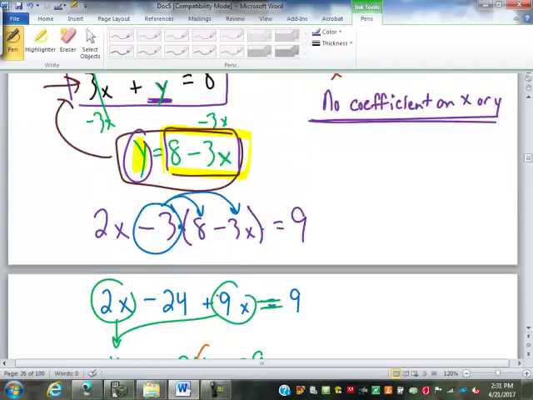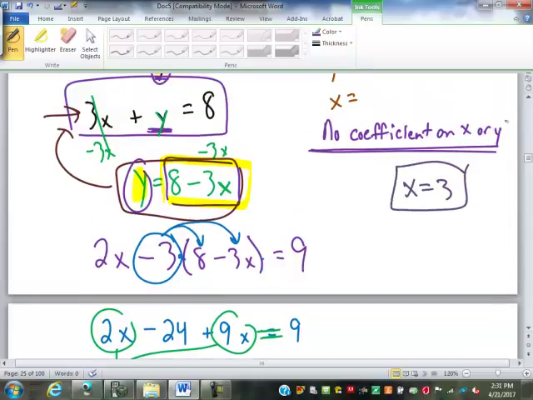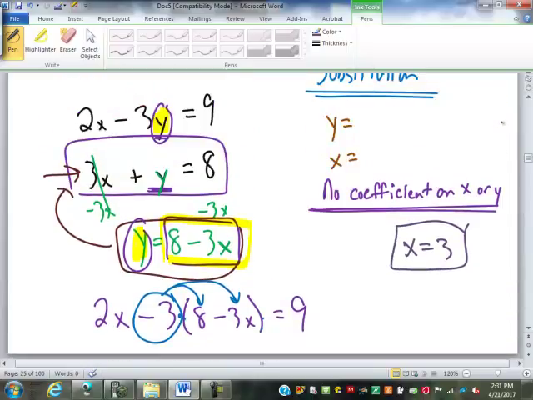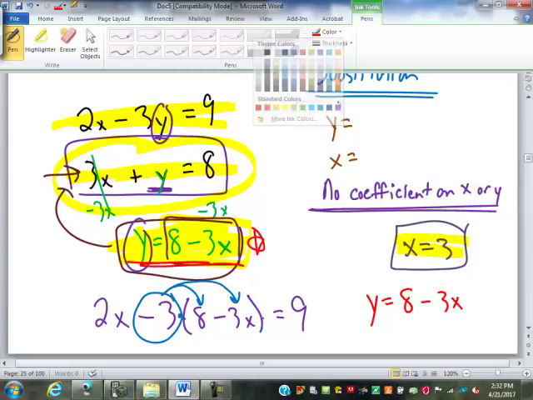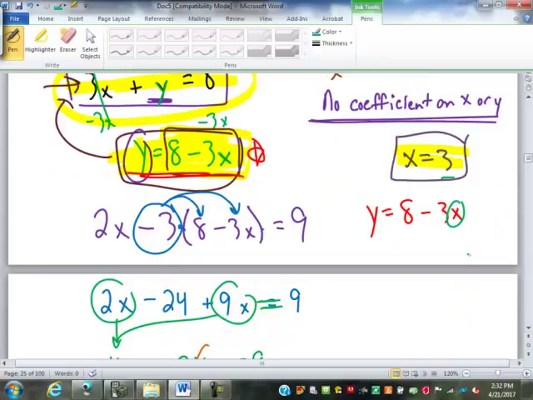Now that we know that x equals 3 is part of our solution, how do we find y? Perfect. We put 3 in for x in one of the original equations. Or we can use this one, which is one of the originals that we solved for y. I'm going to use this one because being in the form y equals 8 minus 3x is going to make it easier to solve. I'm just going to replace the x here with 3. So y equals 8 minus 3 times 3.